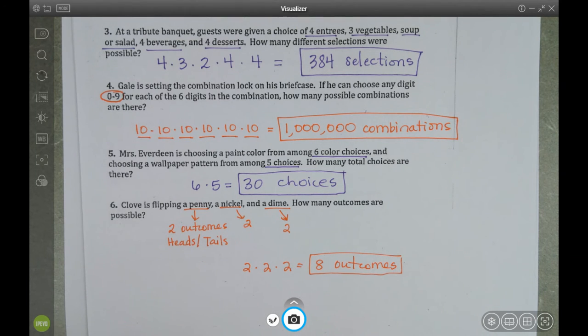Did everybody get number 6? At first I thought it was 6 because I did 2 times 3, but then I saw that it was 2 to the 3rd power. Yep, because each one of those coins can land heads or tails. So there's 2 options for each one. So 2 times 2 times 2, which is 8.